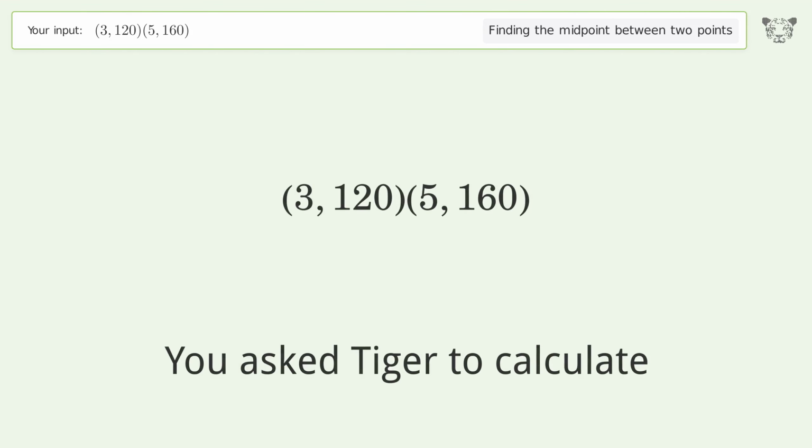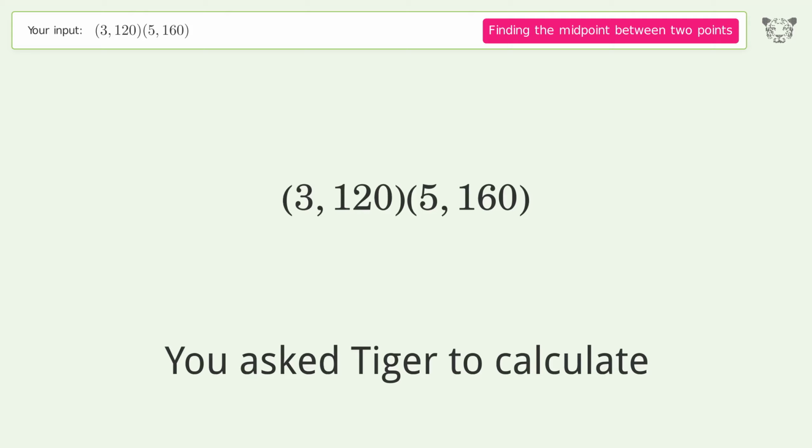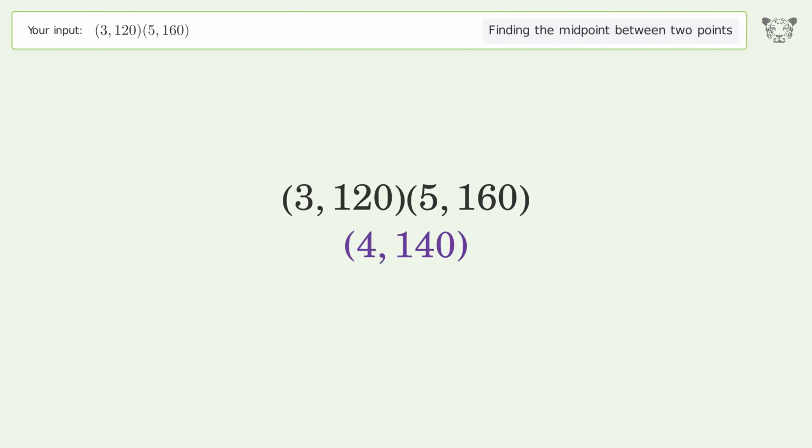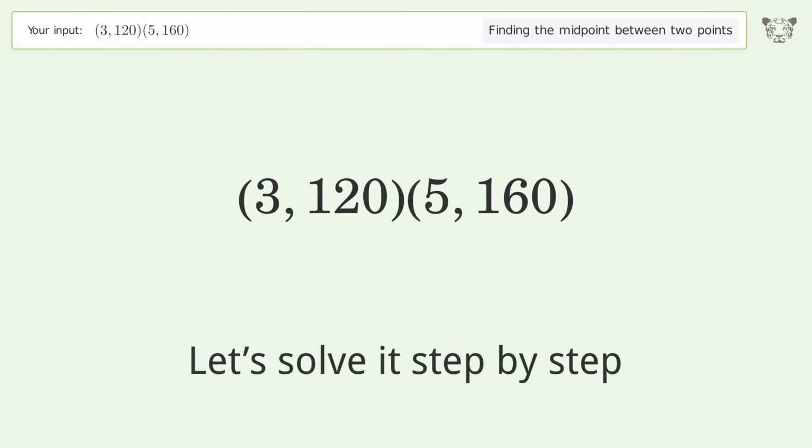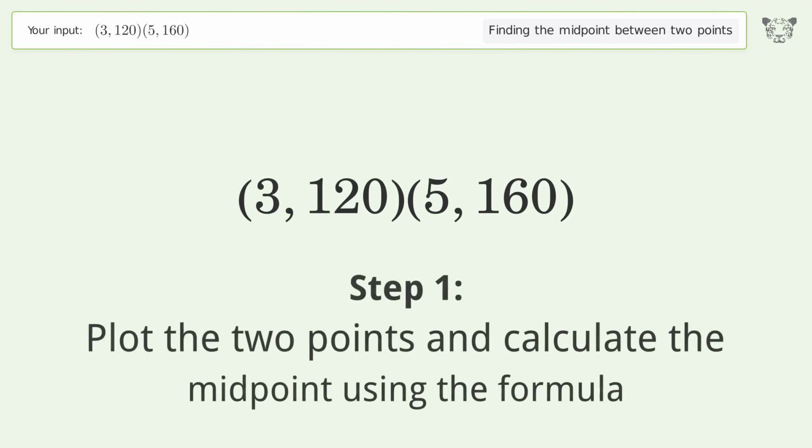You ask Tiger to calculate. This deals with finding the midpoint between 2 points. The midpoint between the 2 points is 4, 140. Let's solve it step by step. Plot the 2 points and calculate the midpoint using the formula.